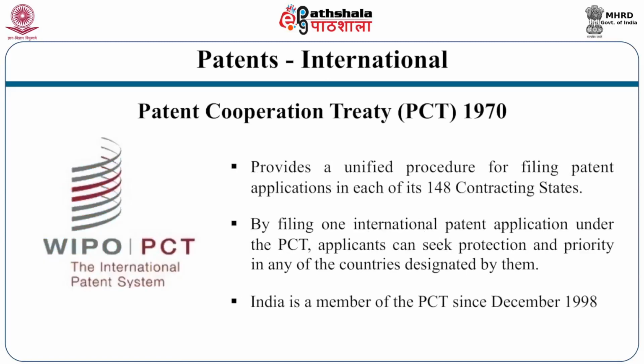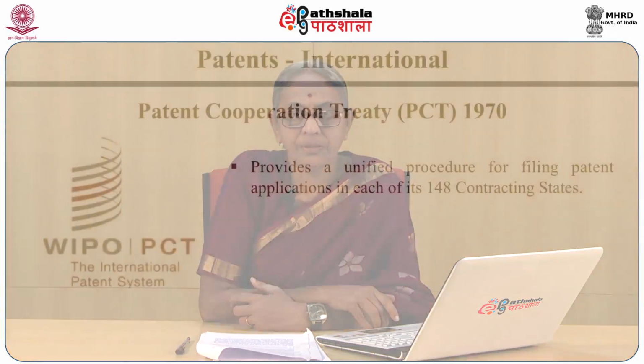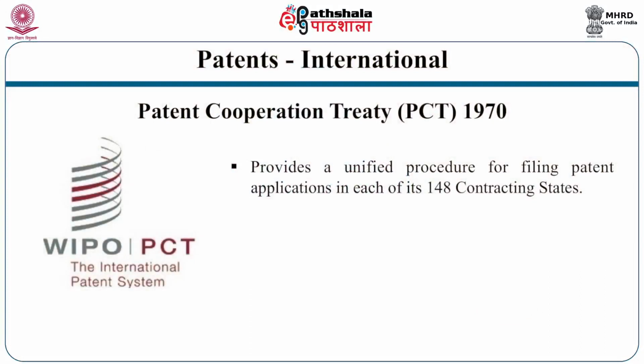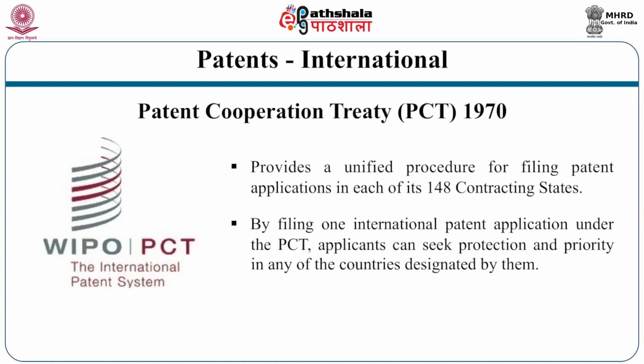Now let us consider the Patent Cooperation Treaty 1970. Actually, we are talking about patents. They are country specific. You file in the National Patent Office for your patent. But if we want to get patent protection in different countries, we will have to file in different countries, which means an enormous amount of time and expenditure. So, the Patent Cooperation Treaty provides a unified procedure for filing patent applications in each one of its 148 contracting states. File one international patent application under the PCT, and you can seek protection and priority in designated countries. India is a member of the PCT from December 1998. Since patents are country specific, when you file it in different countries, you have to deal with different laws.